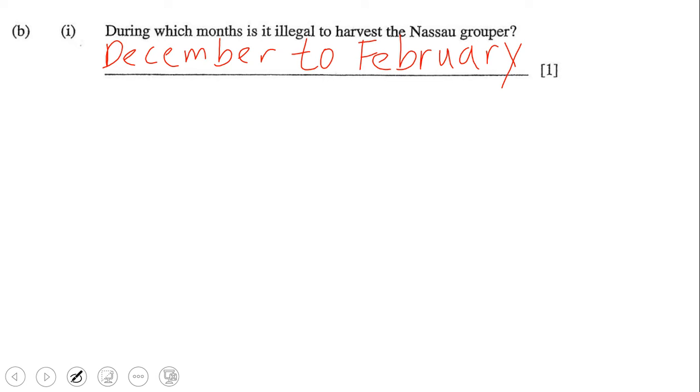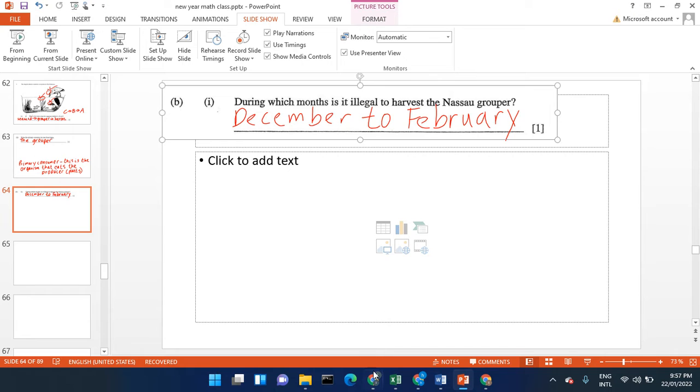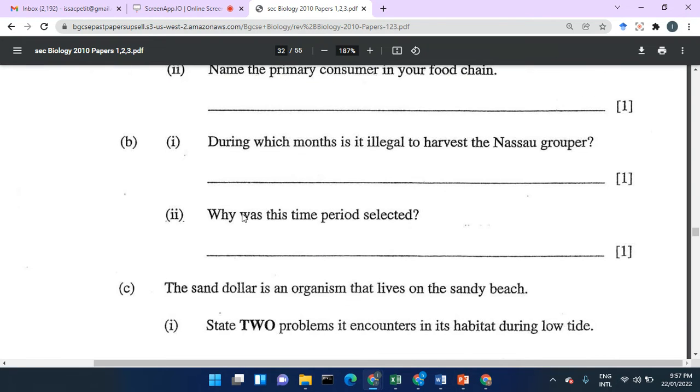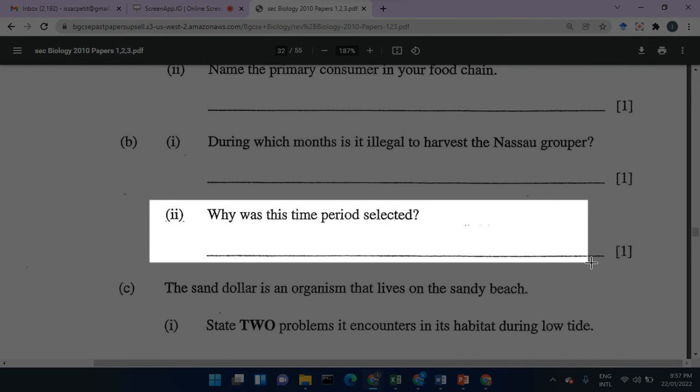All right, awesome. Now, let's move on to the next question, which states: why was this time period selected? For part B I, they asked which months it is illegal to harvest the Nassau grouper, and we already saw that it is December to February. But the question is, why was this time period selected?